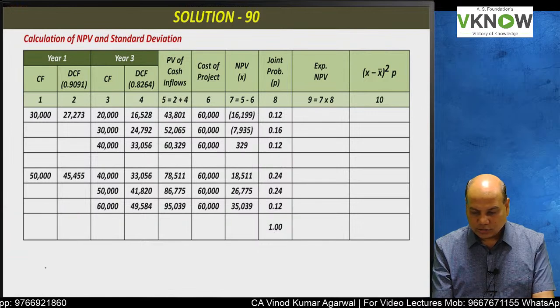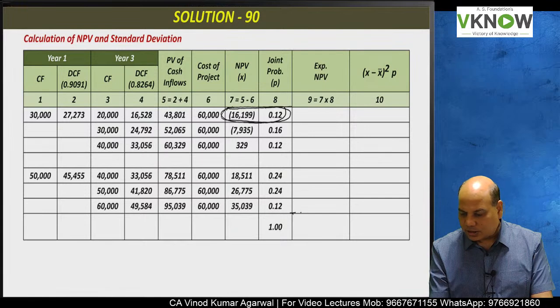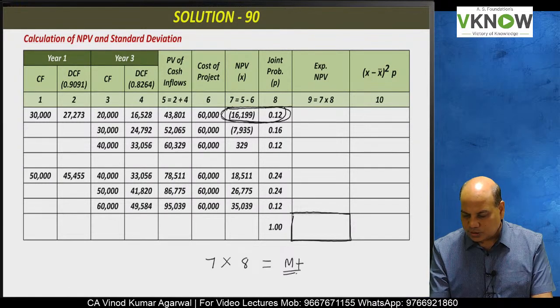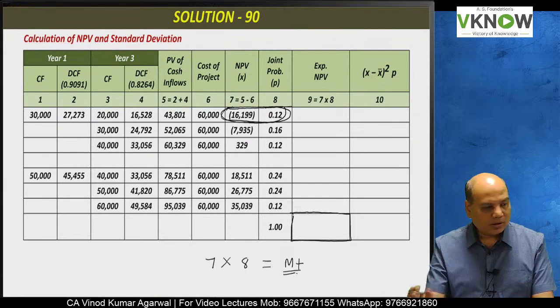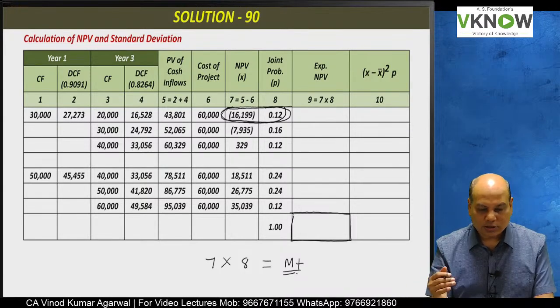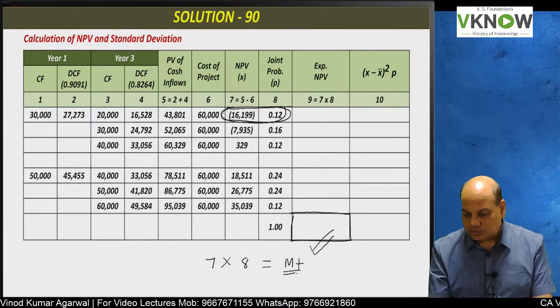How do you get the next column? Please multiply NPV and joint probability. I will require a total here. So you are going to multiply column 7 into 8, use the memory plus function also. Use memory plus function to save time in taking totals, right? Do it yourself and give me the total.